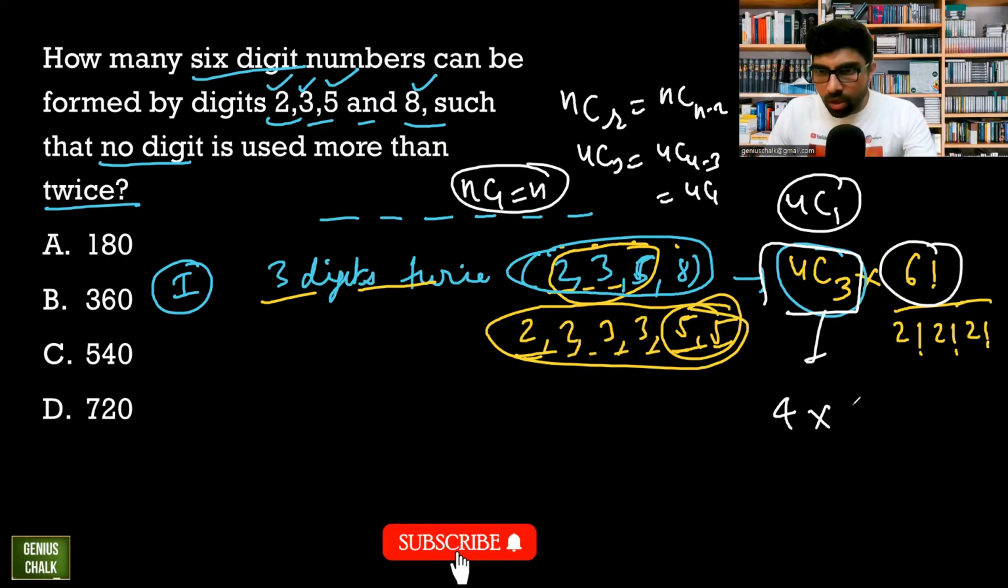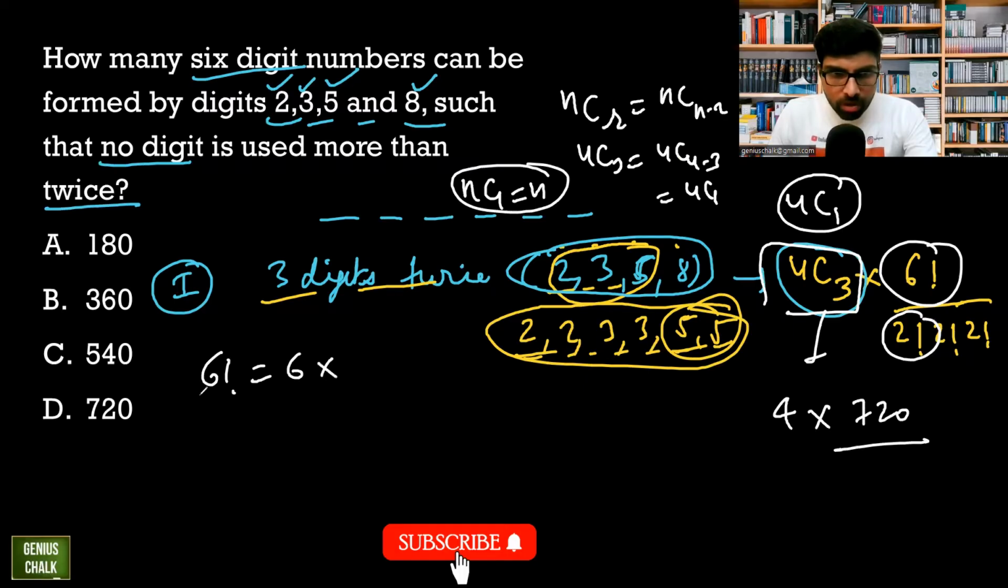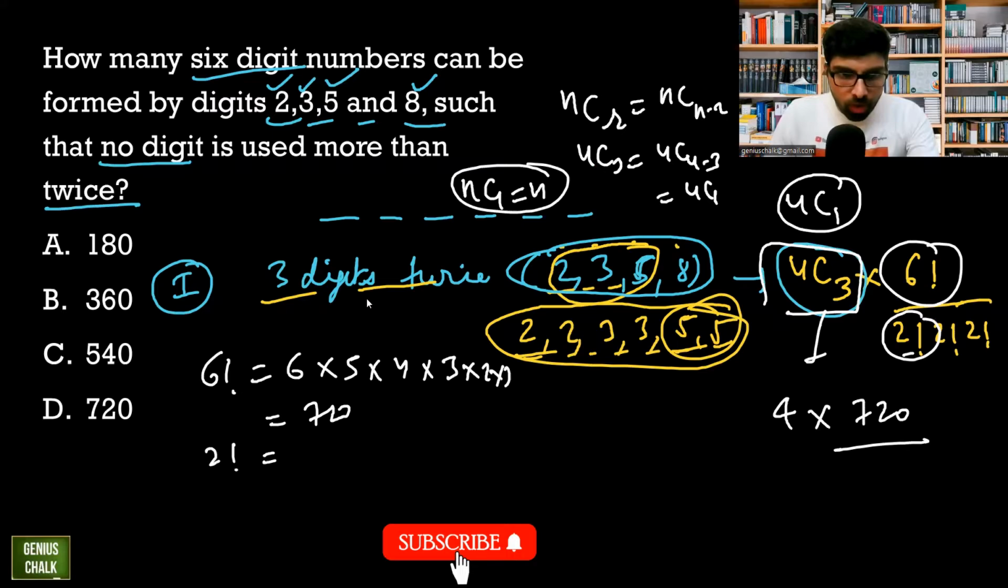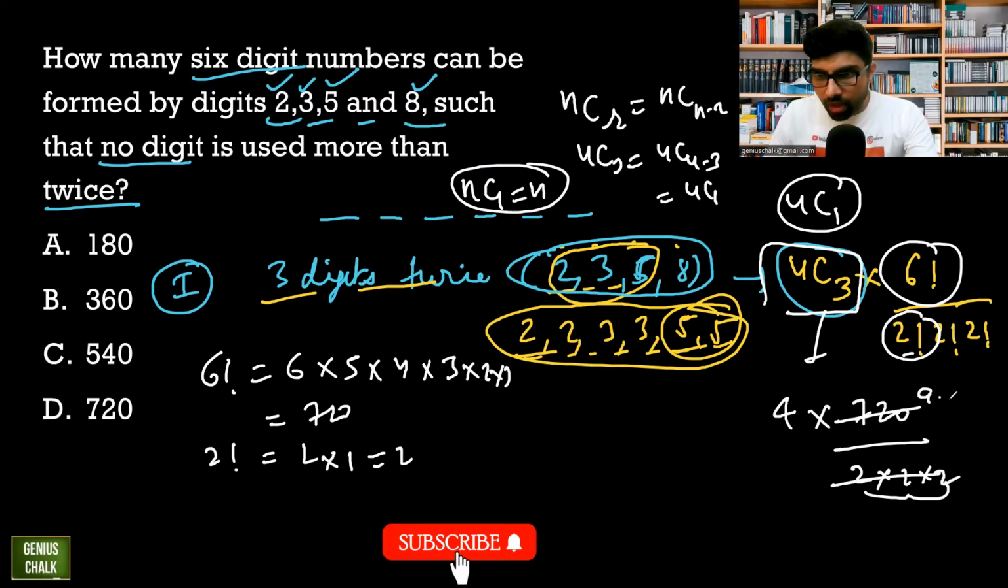Now what is 6 factorial? It is 720. How is 6 factorial 720? I guess you know this. Factorial means the product of natural numbers up to 1, so 6 times 5 times 4 times 3 times 2 times 1, which becomes 720. This exclamation sign is called factorial. So 2 factorial is 2 into 1, that is 2, and 2 into 2 into 2 is 8. 720 divided by 8 is 90, and 4 times 90 means there are 360 ways.